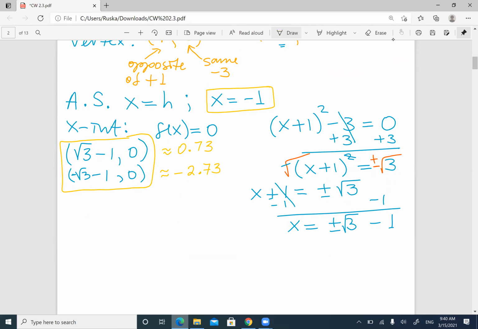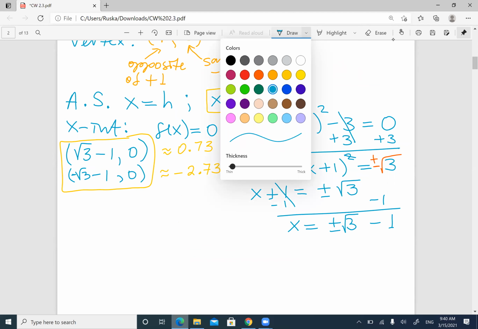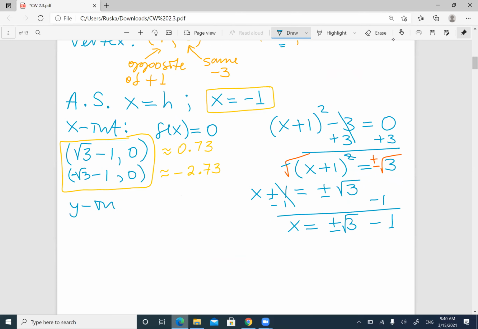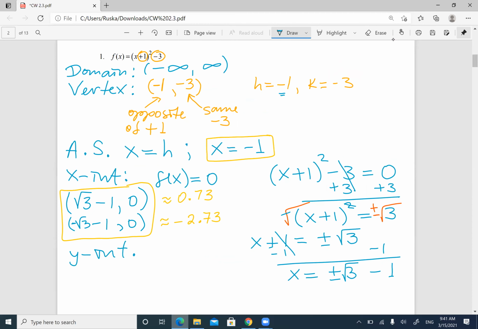So now we're going to find the y-intercept. And for the y-intercept, we're going to replace x with 0. So I'm going to follow the function. So my f of x or y is going to be, or you know what, let's write it down here so I have more room. So my y or f of x is going to be f of 0, which means replacing x with 0 in the function, is going to be 0 plus 1 squared minus 3.